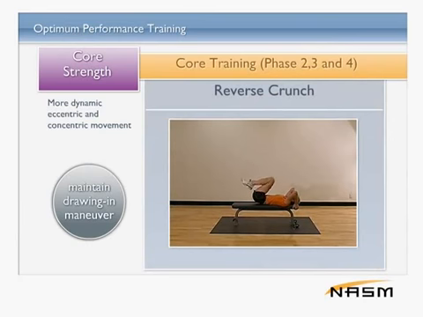Lie supine on a bench with hips and knees bent at a 90-degree angle, feet in the air, and hands gripping a stable object for support. Draw the abs in and lift the hips off the bench while bringing the knees toward the chest. Slowly lower the hips to the bench and repeat.